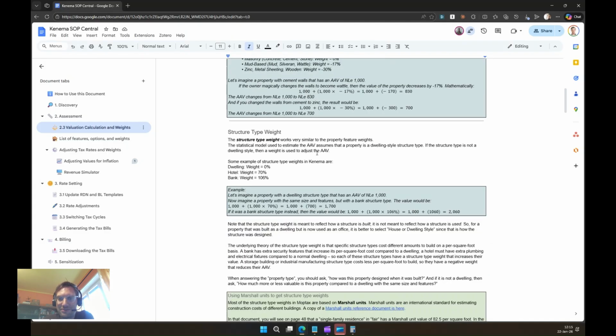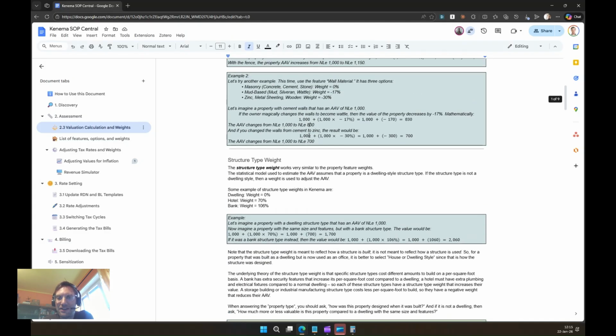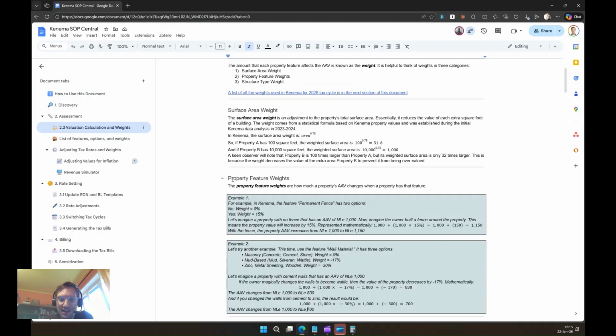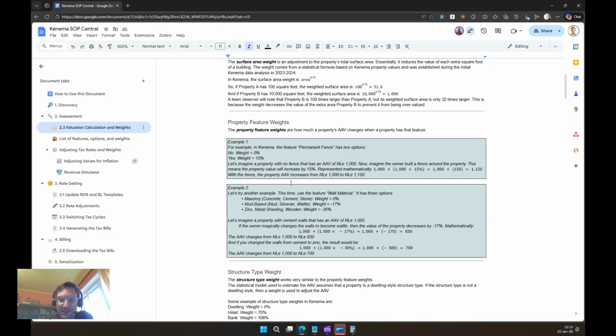Similarly, if the walls are changed from cement to zinc, you go from 1,000 and then you adjust by 30% of 1,000. So 1,000 times negative 30% gives you negative 300. So you do 1,000 minus 300 equals 700. So if you change the value of the building from having cement or masonry walls to wood walls or zinc walls, then you go from 1,000 to 700 leones. So this is the property feature weights. It's all of those different features.